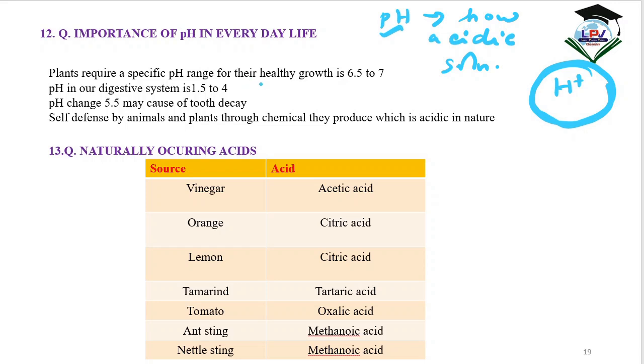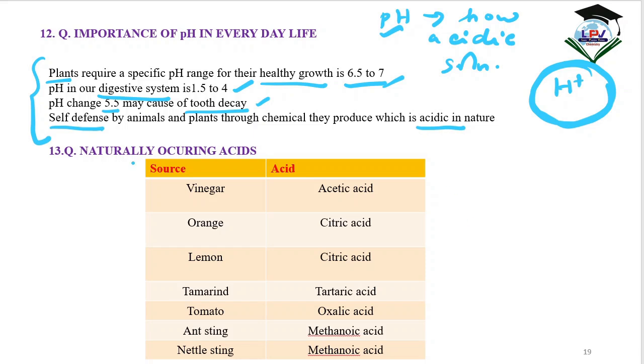For the normal growth of plants, the pH needs to be 6.5 to 7. In the digestive system of the body, the stomach should have an acidic pH of 1.5 to 4. If there is tooth decay, you will find a pH of 5.5. So it is advised to brush your teeth every day. For self defense, animals and plants produce some acidic chemicals. These happen in our daily life.